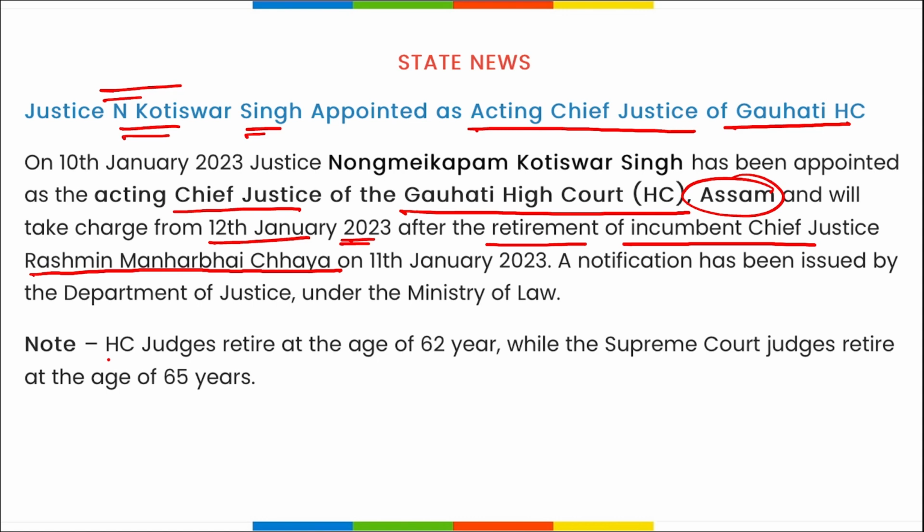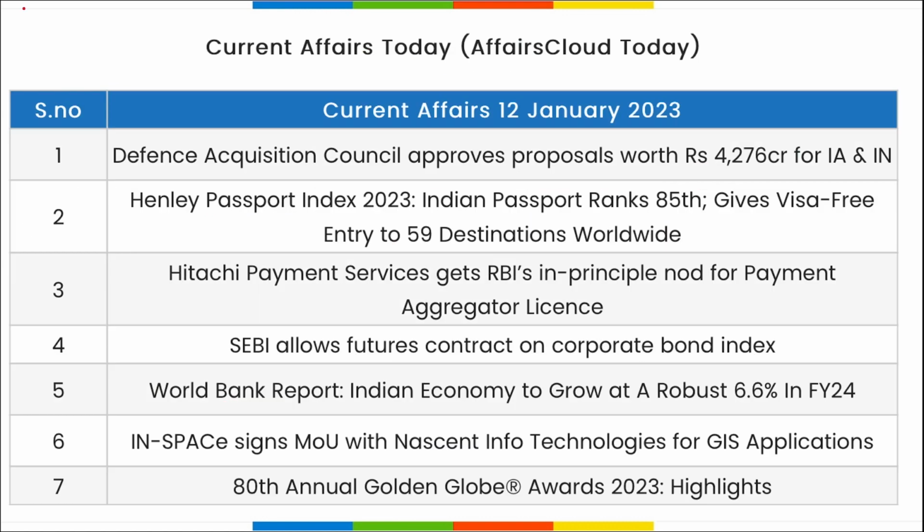Next, remember, the High Court judges retire at the age of 62 and the Supreme Court judges retire at the age of 65. So that's all for the day, friends. Now let's go for a quick revision.